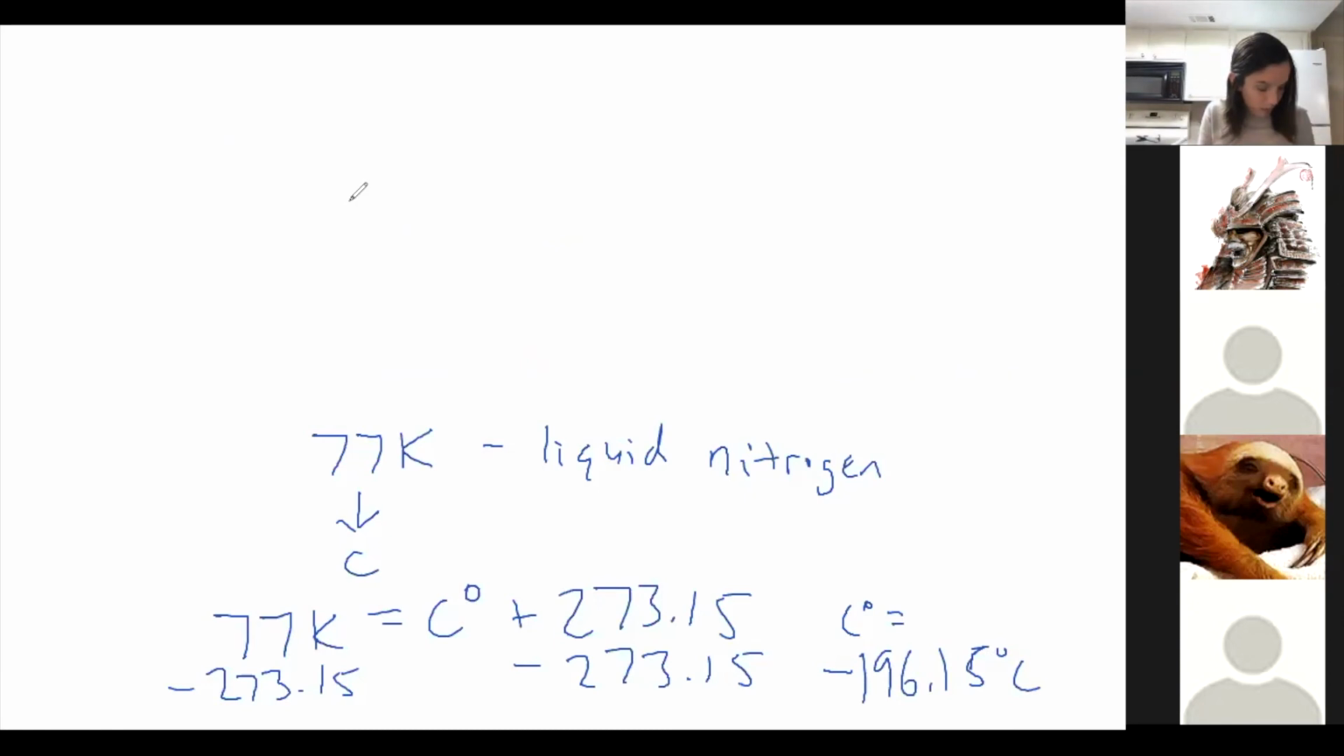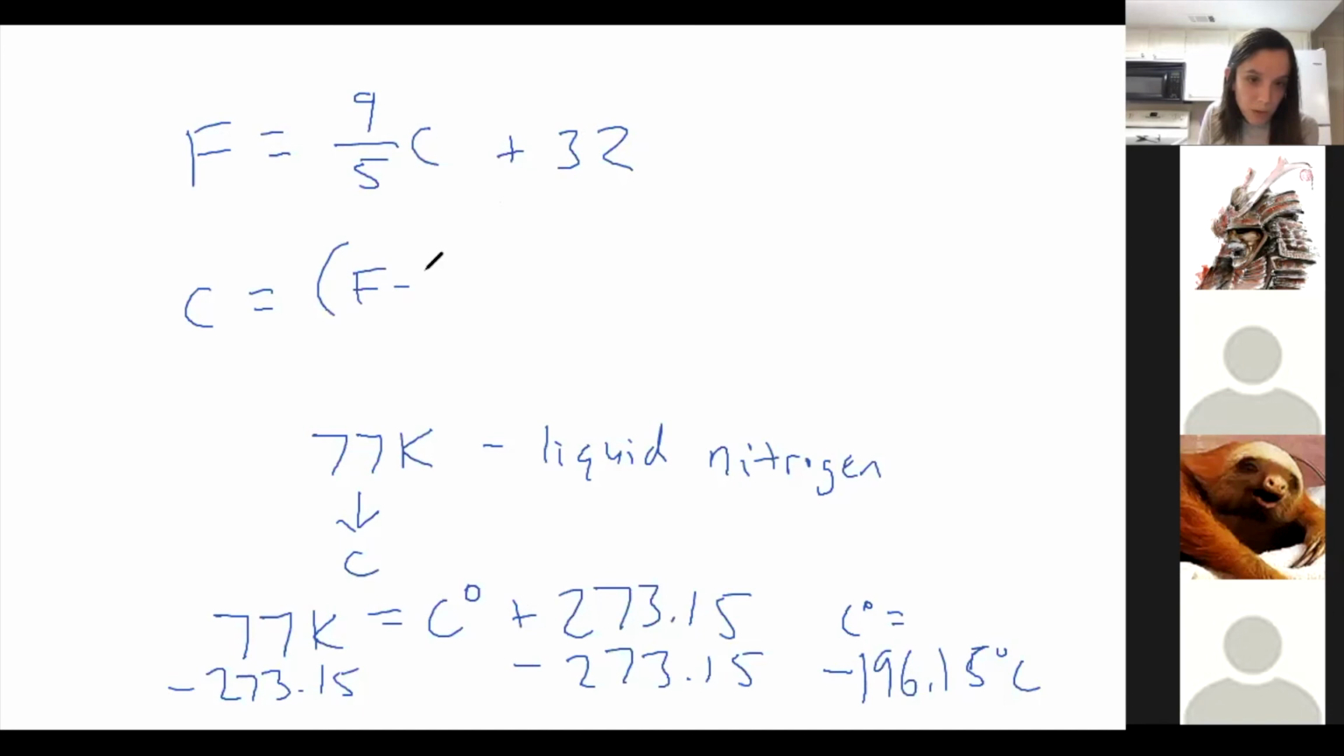Okay, so for that equation, if you want to go from Celsius to Fahrenheit, you would use this. Fahrenheit equals 9/5 times Celsius plus 32. And the other equation, Celsius equals Fahrenheit minus 32 multiplied by 5/9.